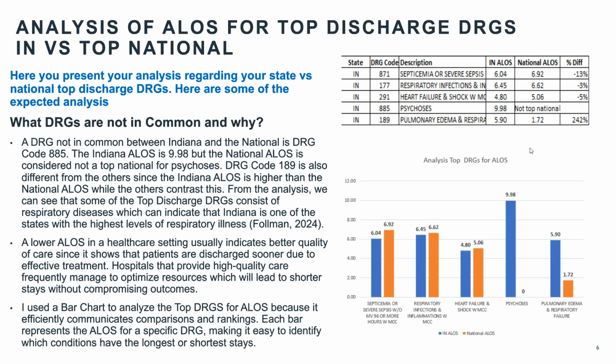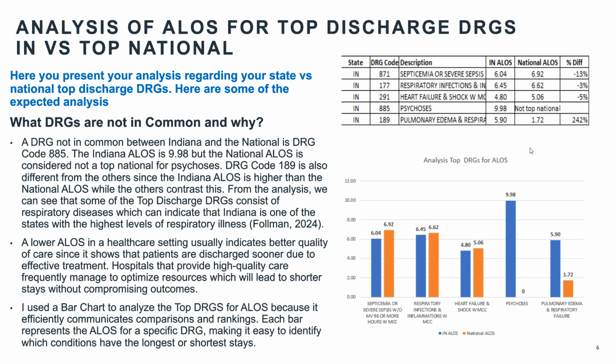From the analysis, we can see that some of the top discharge DRGs consist of respiratory diseases, which can indicate that Indiana is one of the states with the highest levels of respiratory illness. A lower average length of stay in a healthcare setting usually indicates better quality of care, since it shows that patients are discharged sooner due to effective treatment. Hospitals that provide high-quality care frequently manage to optimize resources, which will lead to shorter stays without compromising outcomes.